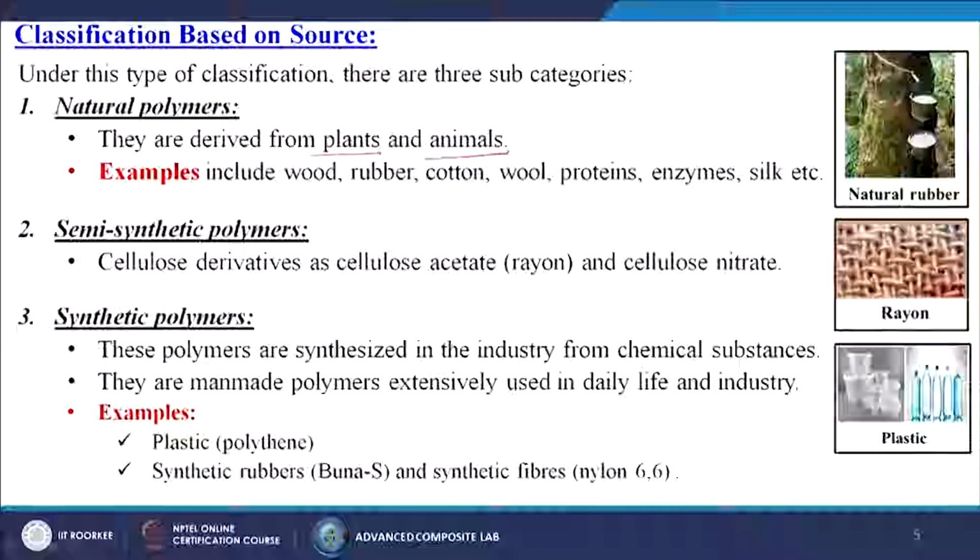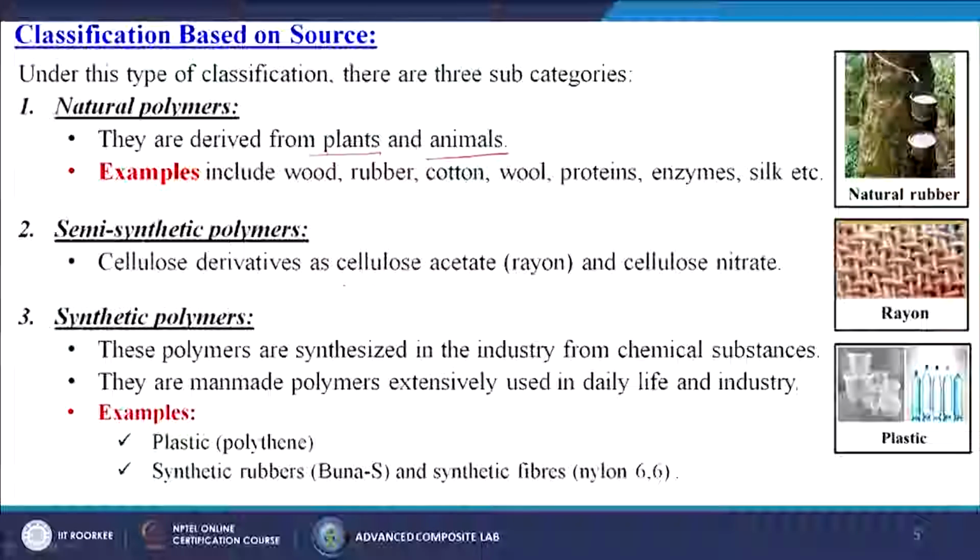So, first we will discuss all of them one by one. We will start with classification based on source. Under this classification there are three subcategories, one is called natural polymers. Natural polymers are those we get from the environment, that means they are derived from plants and animals. What are the examples? Examples are wood, rubber, cotton, wool, protein, enzymes, silk, etc. So, these we get directly from plants or animals.